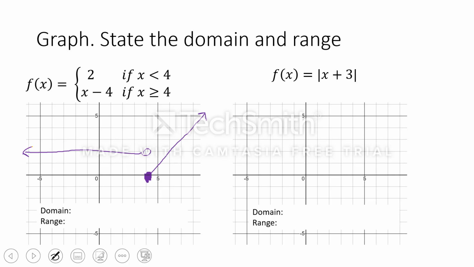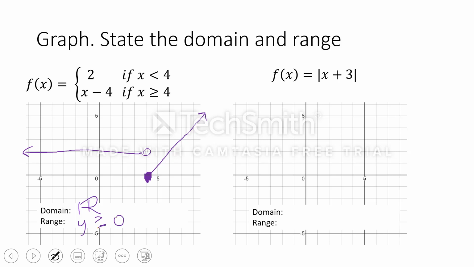Now, what's the domain? Are there any x values that can't happen? No, every x value is fine. There's no gap left here or anything. So my domain is all real numbers. My range, well, it looks like I can get any y value that's 0 or larger. So I'm going to write the range as y is greater than or equal to 0.